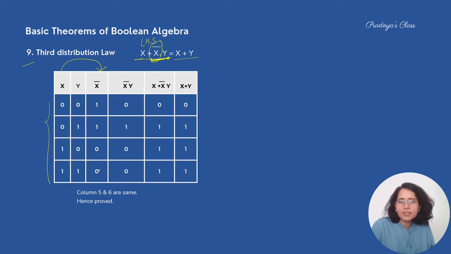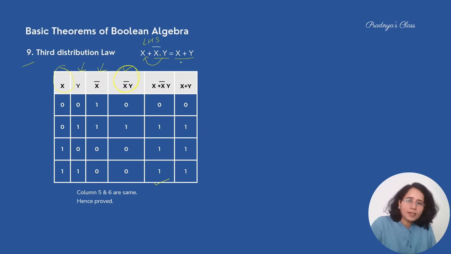We got this result. After evaluating x bar, now there is an AND operation between x bar and y. So let's consider x bar and y. When you perform the AND operation, you get this result. Now let's calculate the OR operation between this term and x. So we have to take this column and the x column and perform the OR operation. After performing the OR operation, you will get this result.